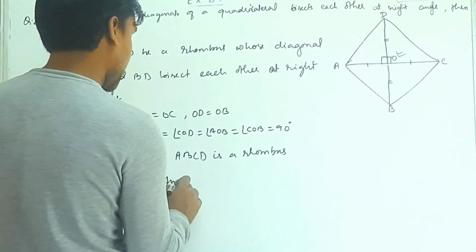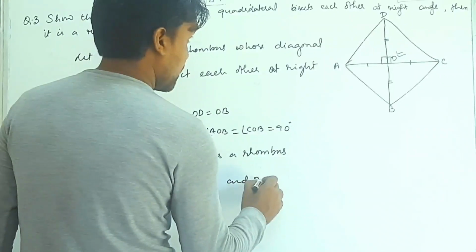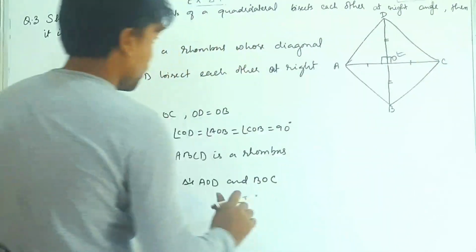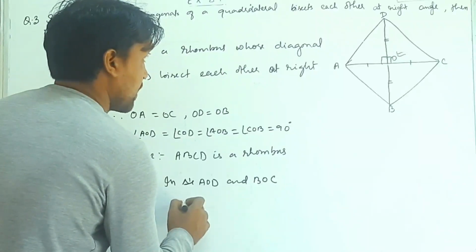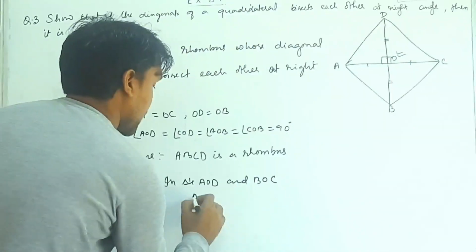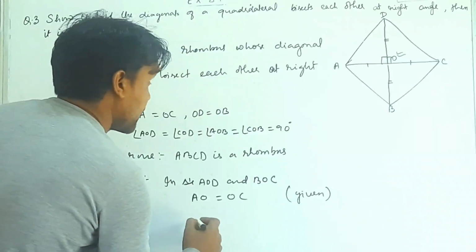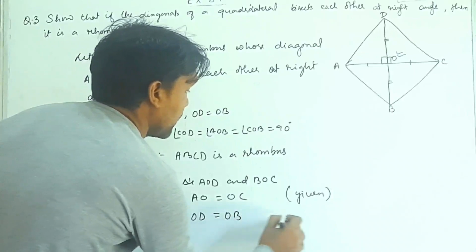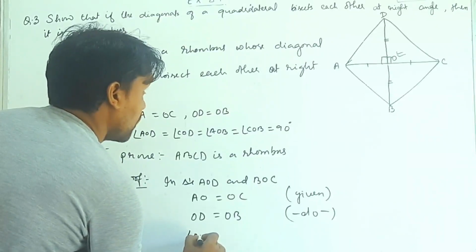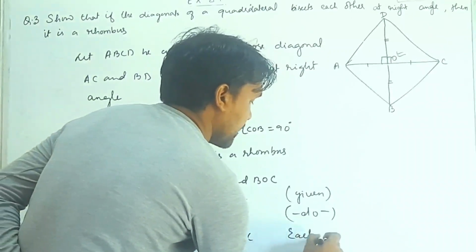In the proof, first we will take triangle AOD and triangle BOC. In these two, see what things are the same. AO equals OC. Why is it equal? Because it is given. Next, we can say OD equals OB. Why? Same reason, it is also given. Next, angle AOD equals angle BOC. Why? Each is 90 degrees.